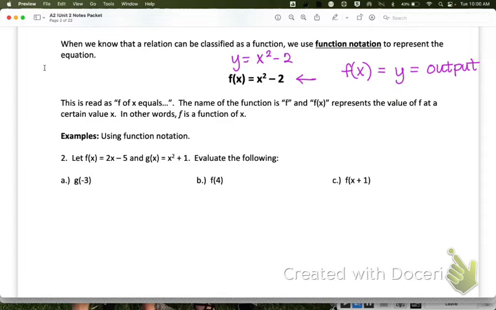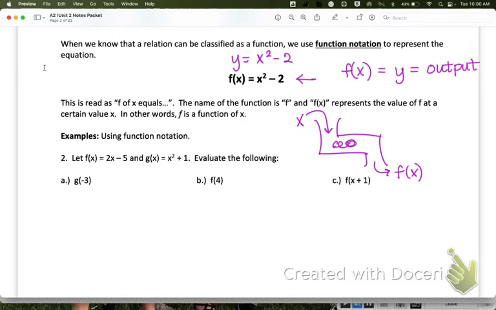We have built a machine where x's go in and then you do stuff to the x's and f of x's come out. So it is a function of x's. X is what we plug into the function, into the machine. So here's how we would use function notation.